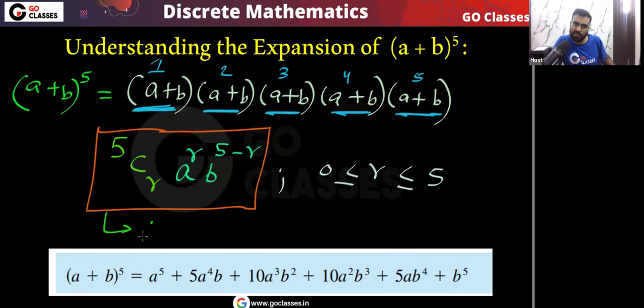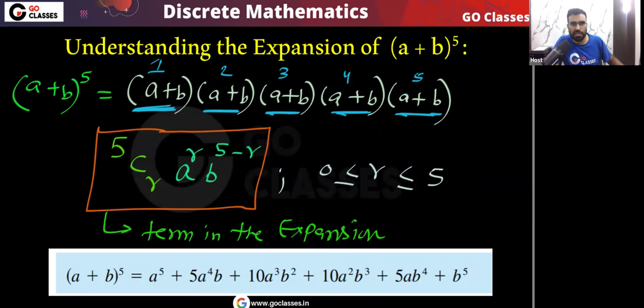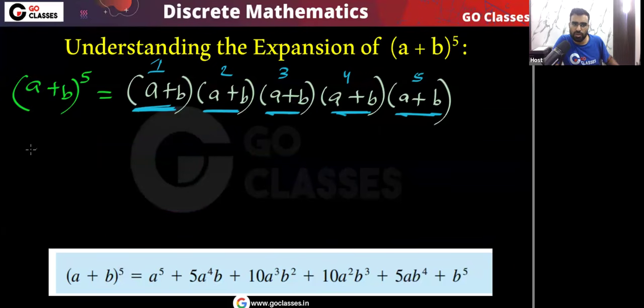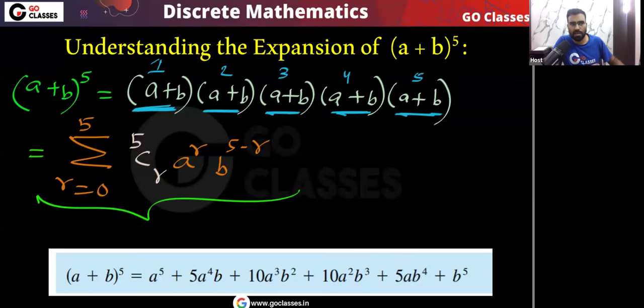Remember, this is the term in the expansion, and this is the range: r is from 0 to 5. So finally, what is the formula you will get? It will be like this: summation, r going from 0 to 5. If you are getting a power r, then you are getting b power 5 minus r. And how many of this type of terms can you create? From these 5, r will give you a, and the remaining will give you b. So that's it. This is the answer.